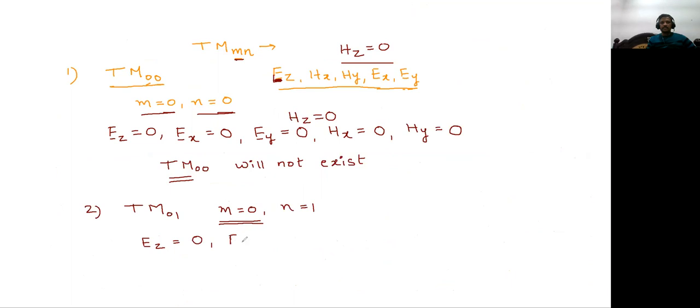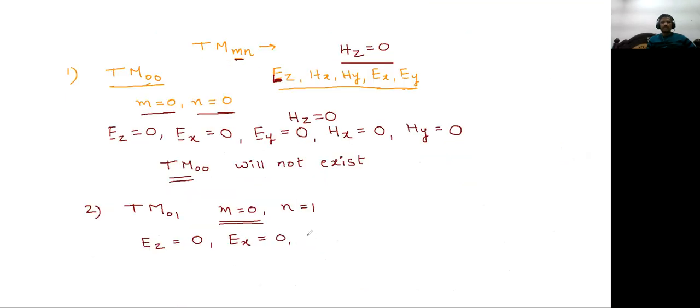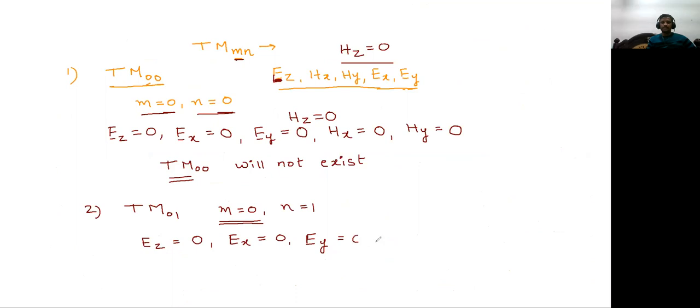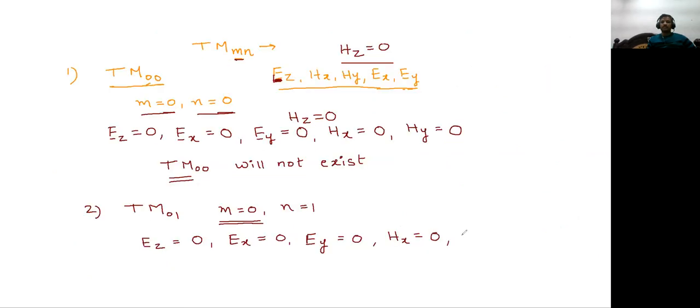Next, EX. Let us check when M equal to 0, what happens to EX? As M is 0, this whole term will become zero, so EX is also zero. Next, EY. When M is zero, sine M is here, so this sine zero is zero. Zero into whole thing is zero. Similarly, HX. When M is zero, sine M is there, so sine 0, 0 into whole thing is 0. So it's very clear that HX is also 0.